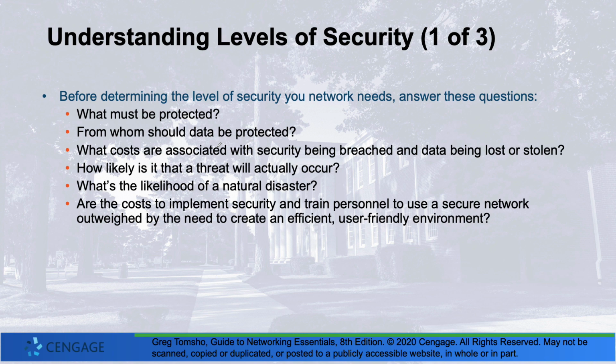How likely is it that a threat will actually occur? So we take the information from whom the data should be protected, and then we ask how likely is it that a break-in or a flood or an insider will actually break into the system and steal the information. Like I said in the previous step, we need historical records. How often does it happen?